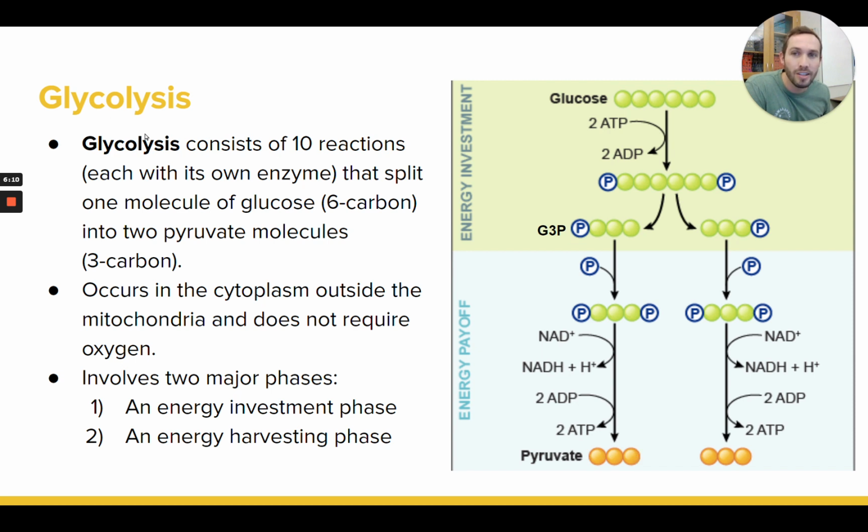So glycolysis literally translates to sugar splitting. And that's exactly what we're doing. We're going to split some sugar. We're going to take glucose and split it in half. And you would think that would be super easy, but it actually involves 10 different reactions to do that. But that's what's going to happen.